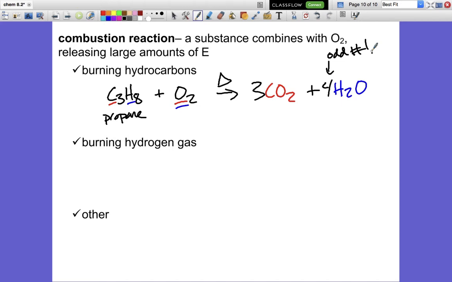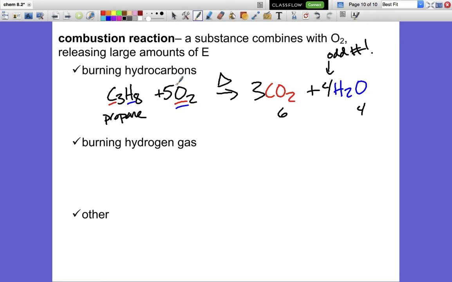Because no matter what, I'm going to have an even number of oxygens on the left side of this equation, right? So right now, 3 times 2, I have 6 oxygens in this carbon dioxide, and 4 times 1, I have 4 oxygens in the water molecules. That's 10 oxygens total, right? But if there was an odd number of waters, then I'd have an odd number of oxygens. And in order to get this to balance, I need to multiply over here by a whole number.